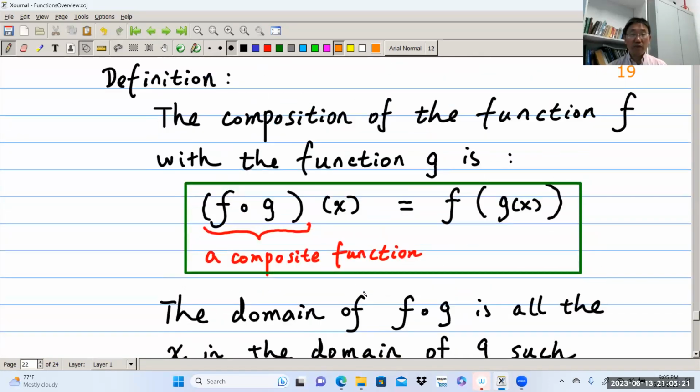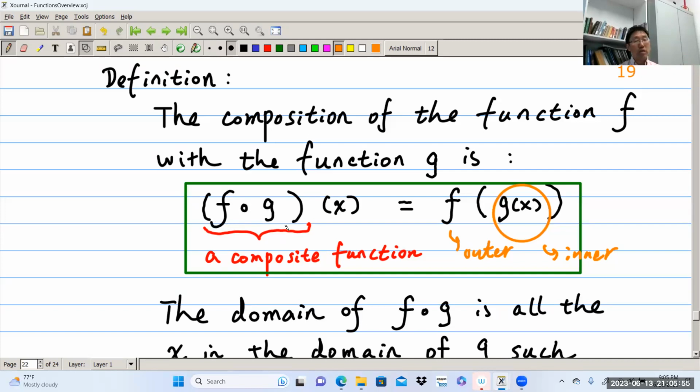So this is the formal definition. The composition of the function F with the function G is F of G of X. This G of X is called the inner function, because it's inside, and F is called the outer function. You supply X to G first and make the output G of X. Then the output G of X is supplied to F. Another way to write this is F composition G, I put X.